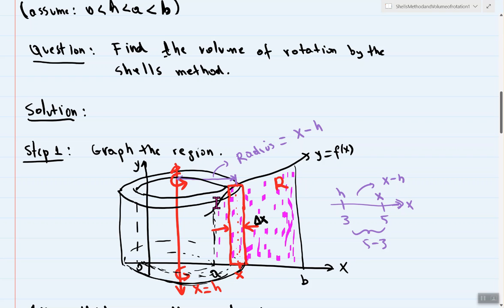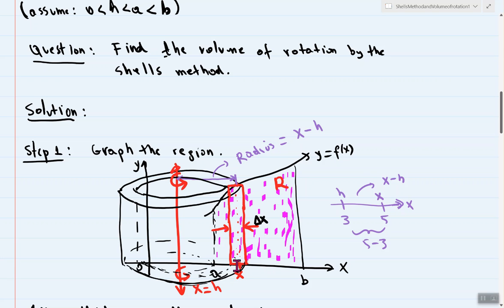So what we're going to do is pick this rectangle and revolve it about the vertical line x equals a. That will sweep a space and create this cylindrical shell. Then we go back to geometry. We know that we need to find the radius of this cylindrical shell, and the height. We already found the height. The height of the cylindrical shell is the height of the rectangle.